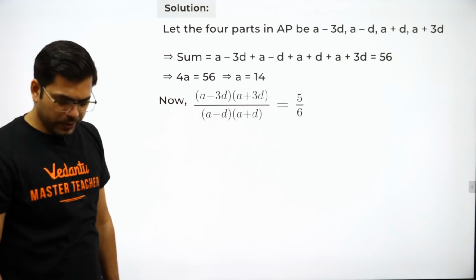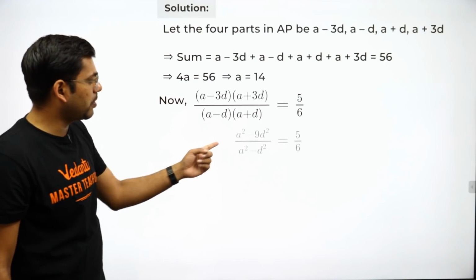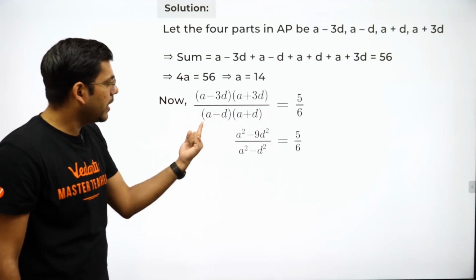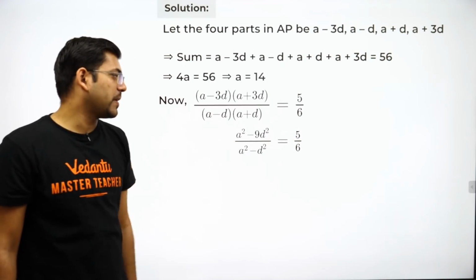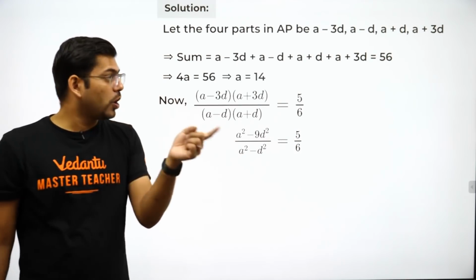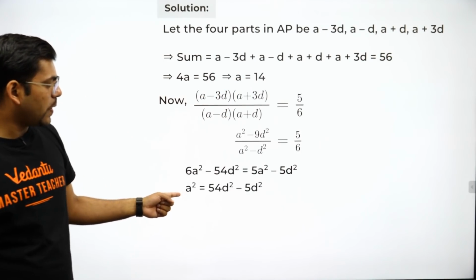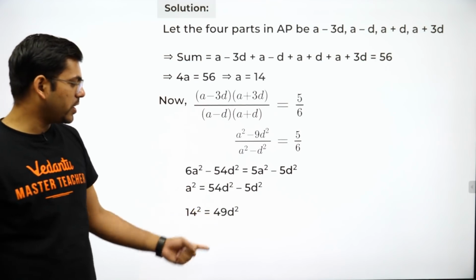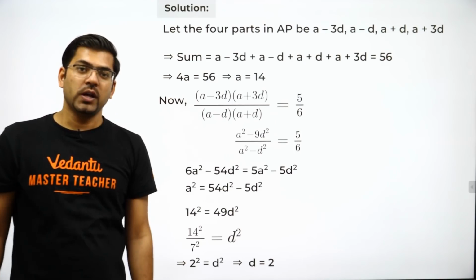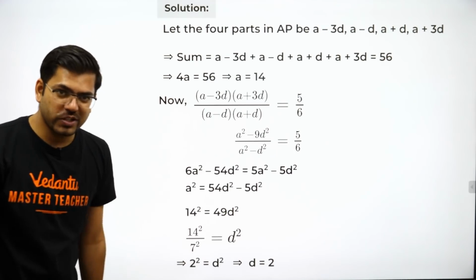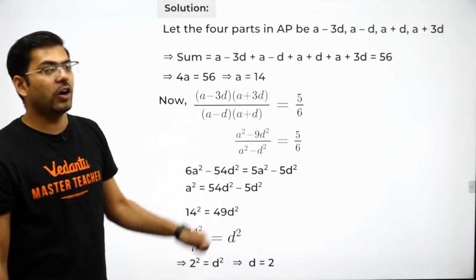Now, I'll be multiplying them. This is A minus B into A plus B, so I'll get the simple formula: A square minus 9D square, and A minus D into A plus D, that is A square minus D square, equal to 5 by 6. Now I have only one variable because I have already got the value of A. So I'll just put in the values: 14 square, 49 D square, solving it, I get the D value as 2. I'm not getting into the detail of the calculation. You all know that. So D has a value of 2 and A has a value of 14.